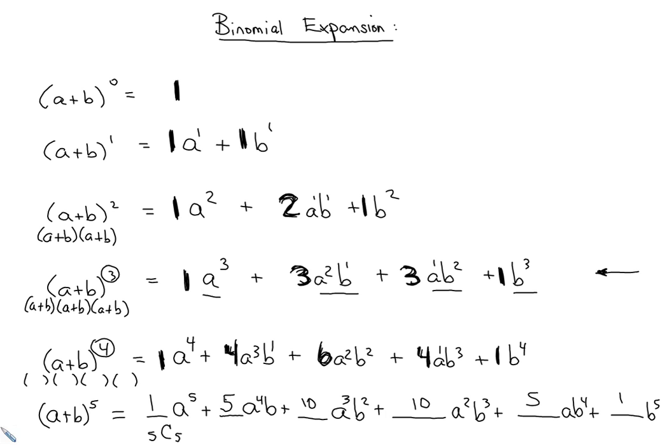5 choose 5 is 1. Now we have 5 powers to use. How many of them are we going to choose for our A variable? 4. So this 5 comes from 5 choose 4. What do you think this is going to come from? 5 choose 3, because we want 3 of the 5 to be A's. And then 5 choose 2 A's. 5 choose 1 A. 5 choose 0 A's. That's where those come from.